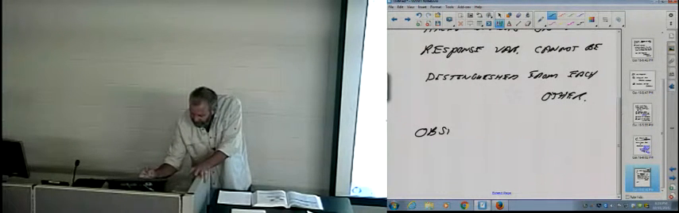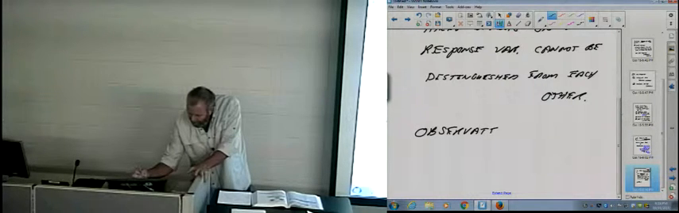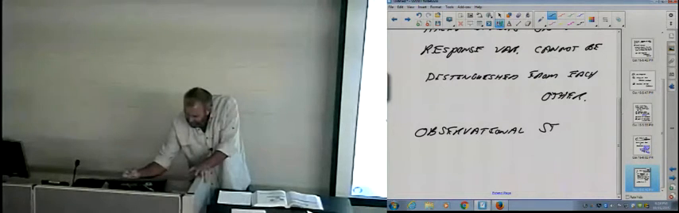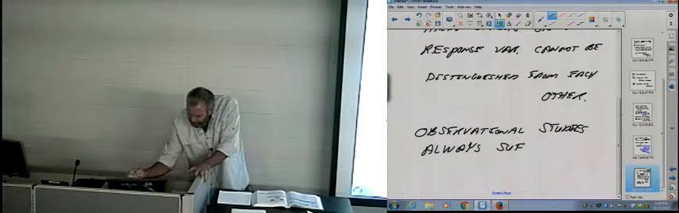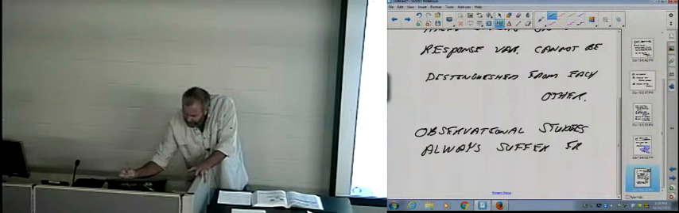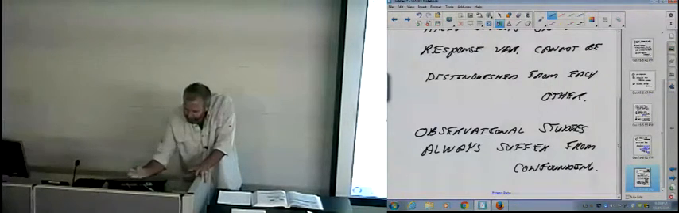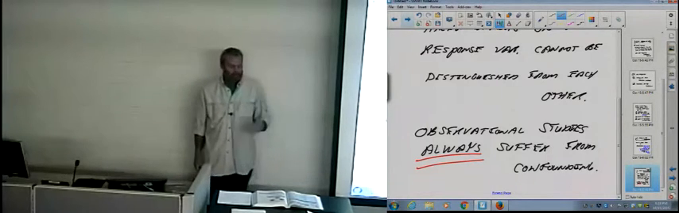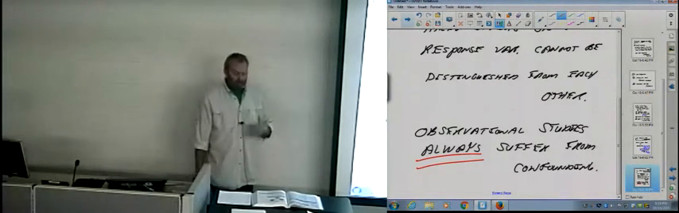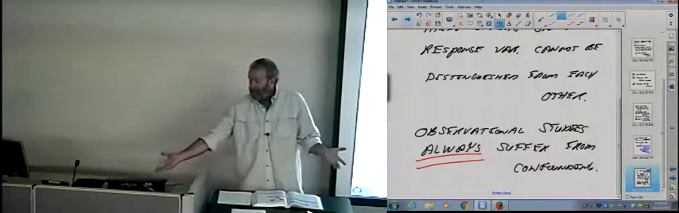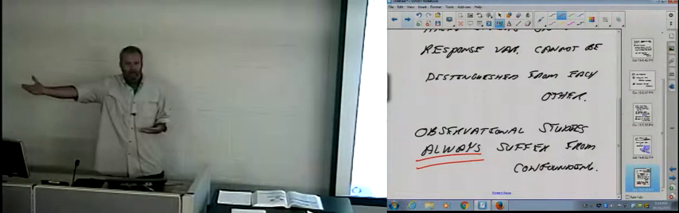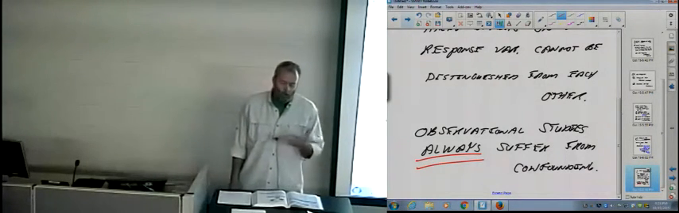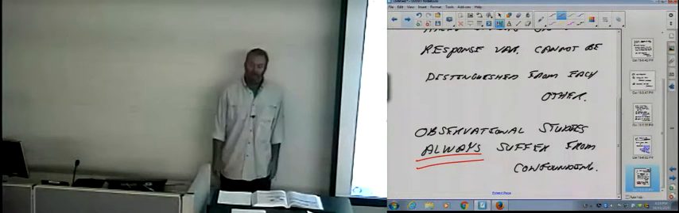Observational studies always suffer from confounding. The reason I wrote that down is you got to have that stuck in your head. Look, nobody's ever going to use an observational study to show you cause and effect, right? An observational study always has this problem. It's always going to suffer from confounding. You're not going to know what caused the effect that you think you saw there. You're not going to know whether it's an explanatory variable or one of many lurking variables that could be there. Okay?